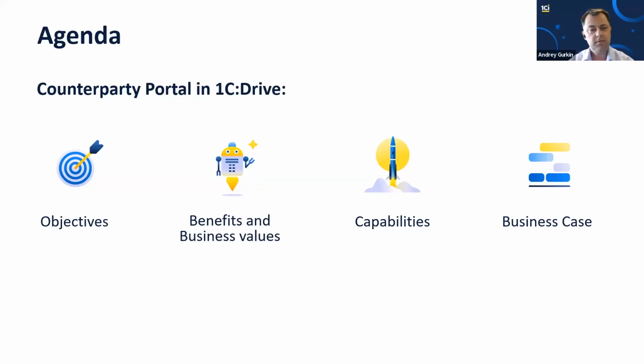Yes, we are going to start from the objectives, of course, then tell you about the benefits and business values for our clients. So today, it's some kind of mess, because we will talk about our clients, our customers that want to work with their customers. So two steps, something like this. And we're going to talk about the benefits and the business values for them, for our customers, capabilities, of course, and the actual business case.